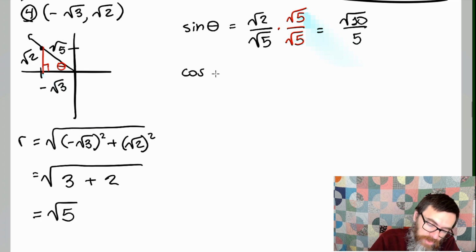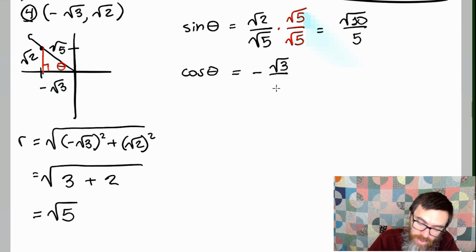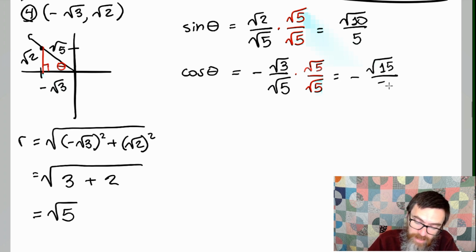You're going to see something very similar to that when you do the cosine. Cosine is adjacent, so negative square root of 3 over the hypotenuse, which is the square root of 5. Again, we have to rationalize. And we let the denominator lead the way because that's the guy we're trying to fix. And we have negative square root of 15 divided by 5.